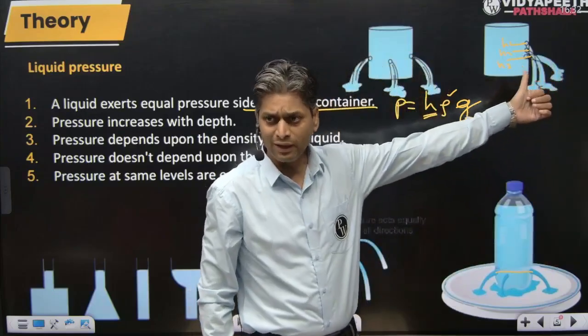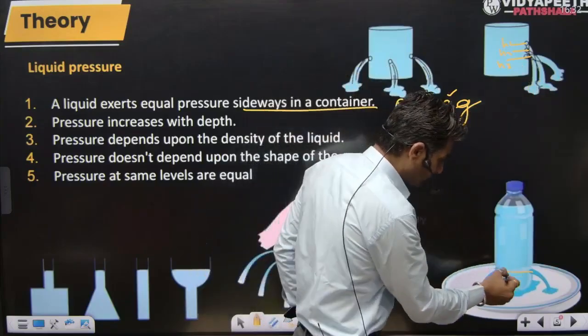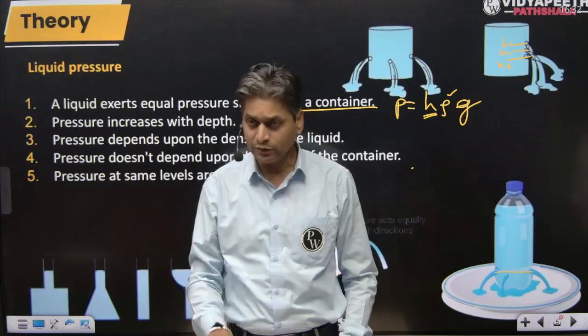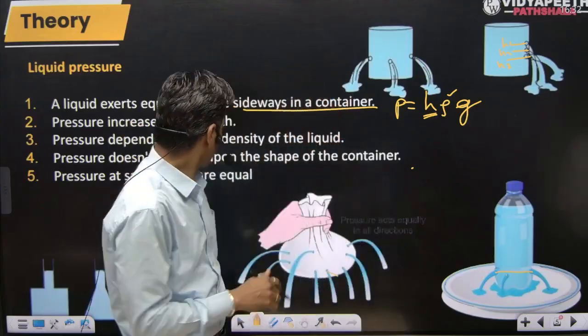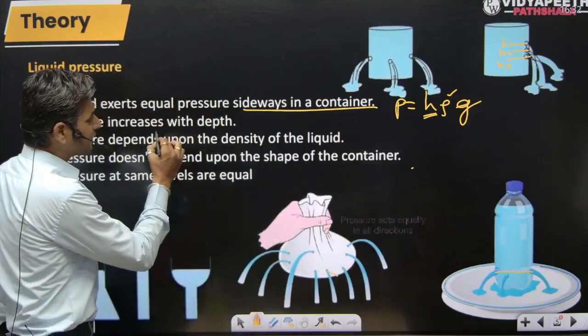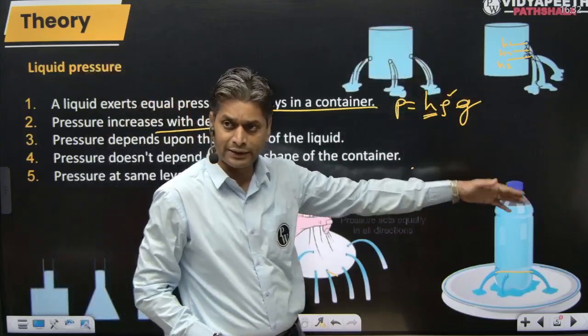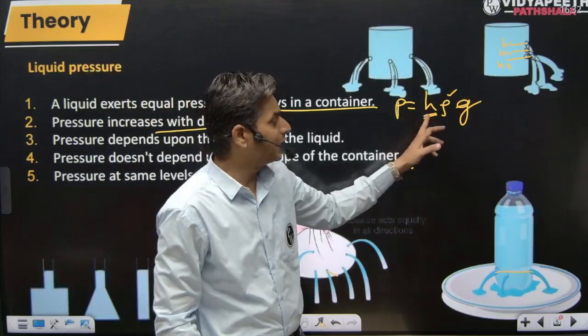The pressure will be different. Here the height is the same, so the pressure is the same. That one also we have to discuss with the help of that experiment only. Okay. Pressure increases with the depth. In the same way, it depends upon the height. Okay, depending upon h, rho, g.